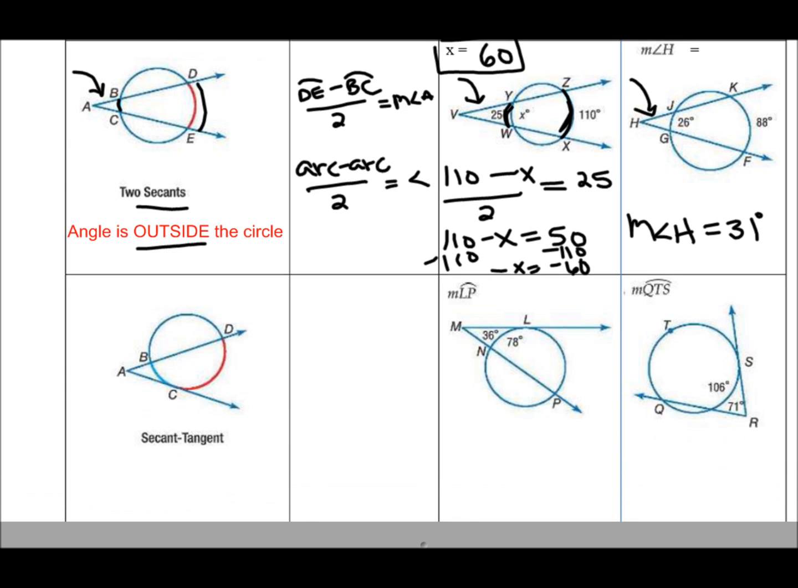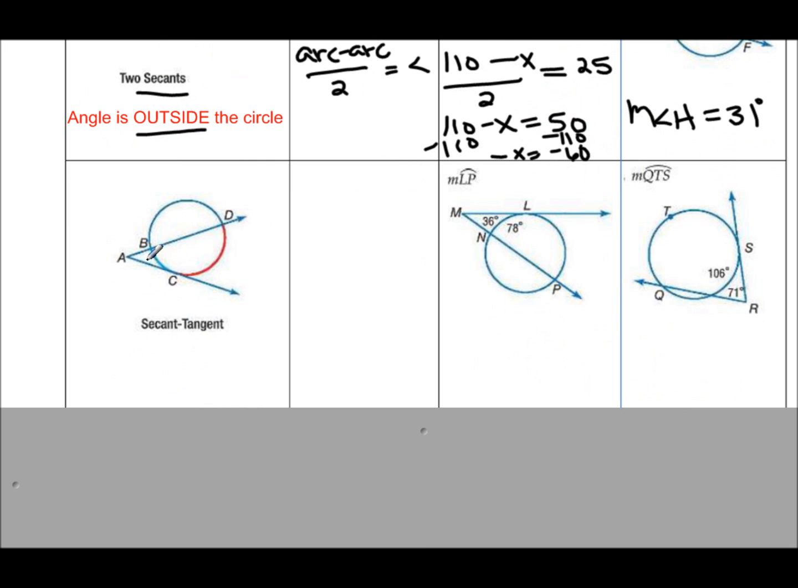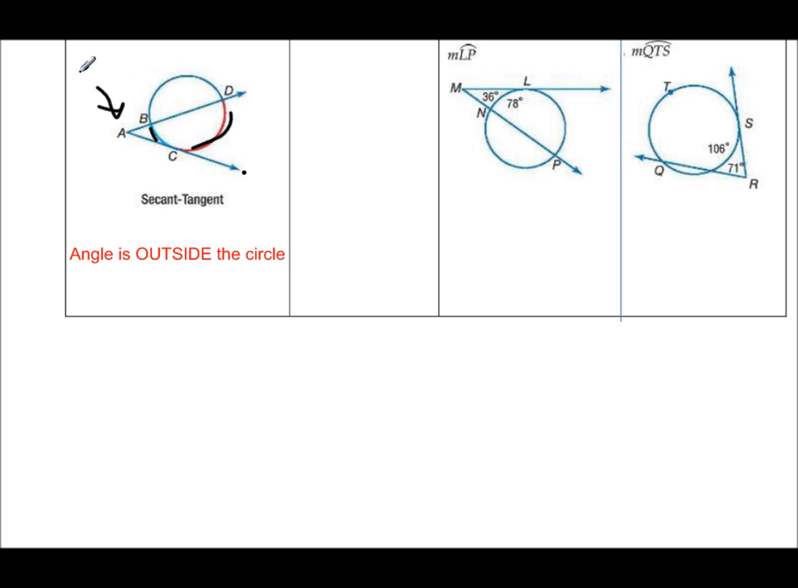Okay, the next angle is also an outside angle, and that's formed when you have a secant and a tangent. It's going to be the same thing. You take the two arcs that are intercepted by the secant and the tangent, and you subtract them. So once again, the angle is outside the circle. So when money is out of your pockets, it's been taken away from you, so it's a subtraction problem.